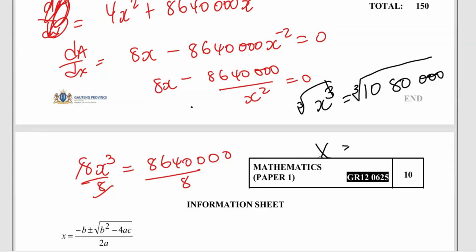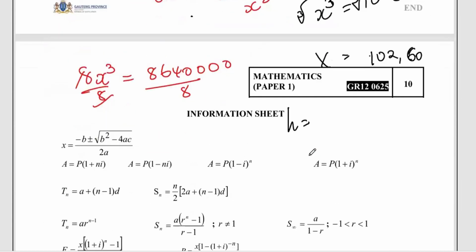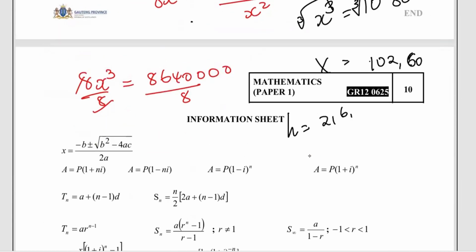Cube root of 1,080,000. No, I didn't say I'm lying with the answer. The answer is correct. The answer I'm getting is in root form, which is about 102.60. I don't know. Then remember we want the dimensions. So for us to get h, we just go back to 2,160,000 divided by this squared. So 2,160,000 divided by 102.60, and then you square that.